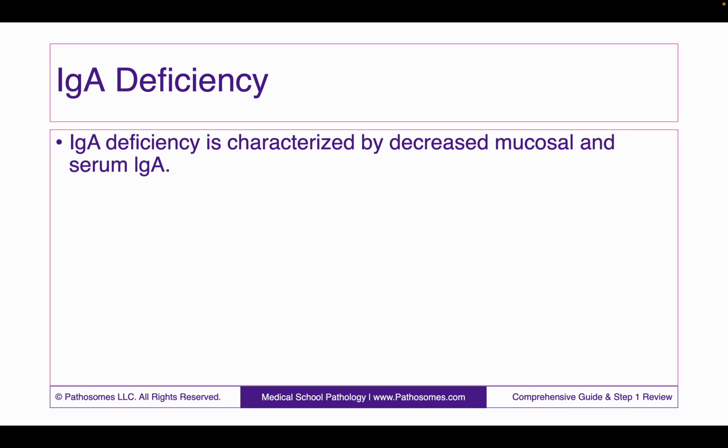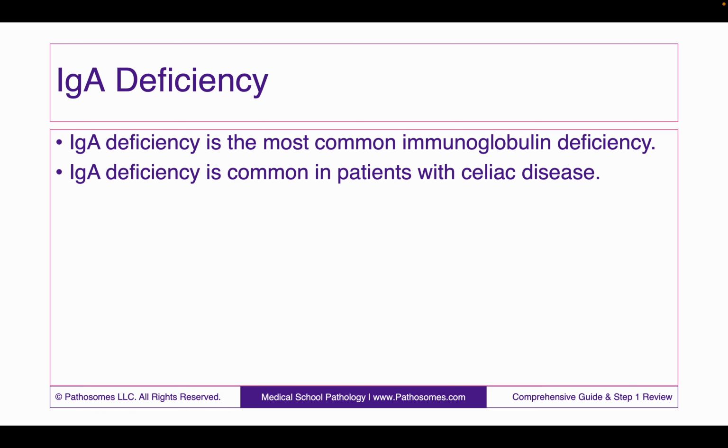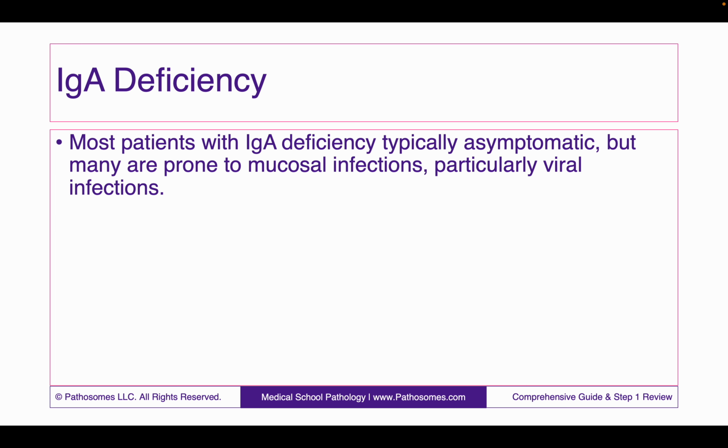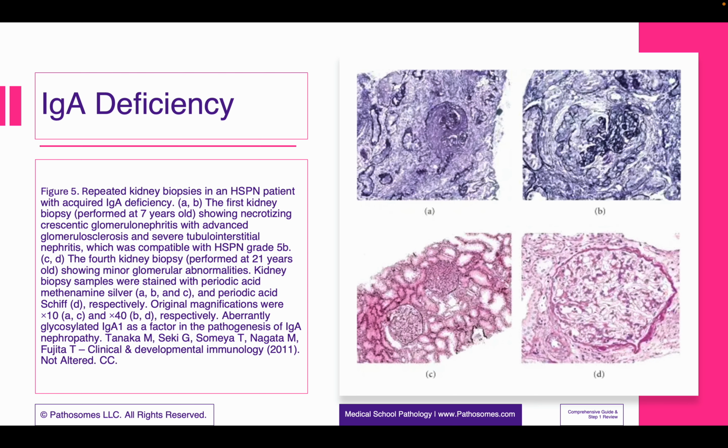IgA deficiency is characterized by decreased mucosal and serum IgA. It is the most common immunoglobulin deficiency, and it is common in patients with celiac disease. Most patients are typically asymptomatic, but many are prone to mucosal infections, particularly viral infections. Here we have a biopsy showing IgA deficiency, right?